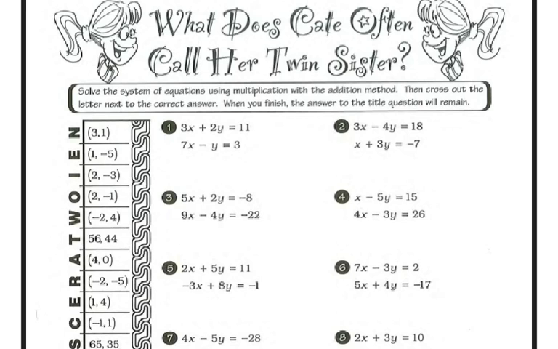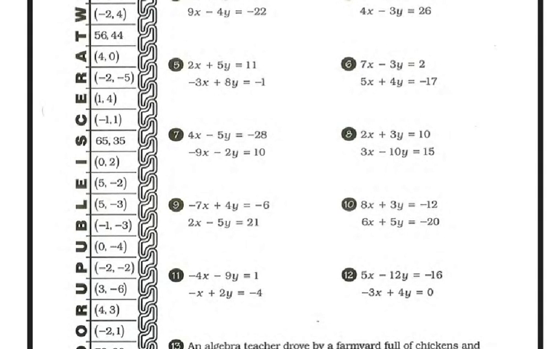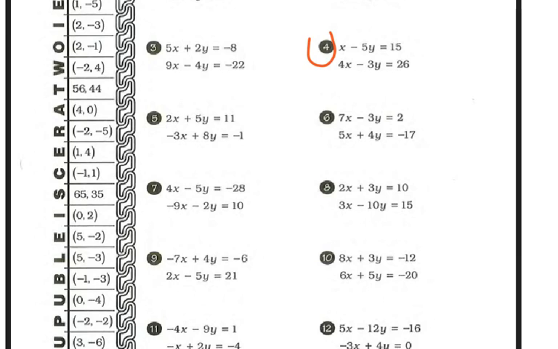So let's just pick one. It doesn't matter. Let's see what we got here. Let's look at our choices. Let's do number 4. And we'll do 7. Let's do 12 too. Let's start with those. So 4, 7, and 12.